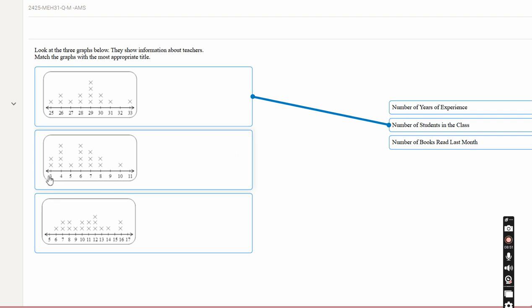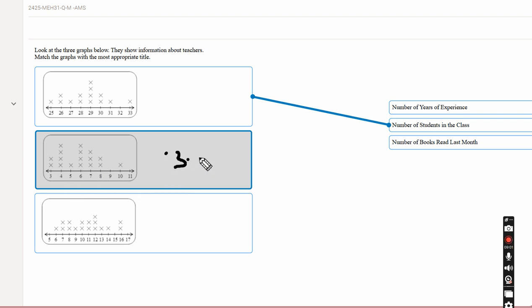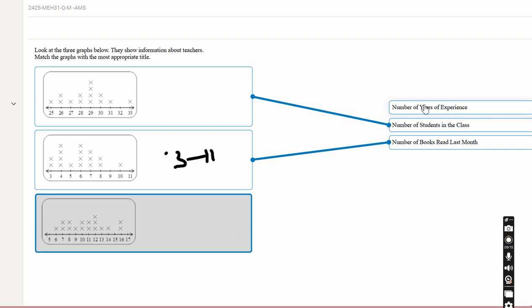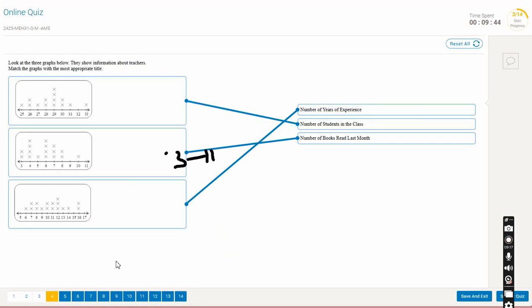The next one, 3 to 11. What can that be? That can be the number of books someone read. Someone read 3 books, 5 books, 7 books, 8 books. Because remember, this range can be for the books and not this one. Well, this is most relevant to the experience a person has. So this 3 to 11 would be your number of books read last month, and this one eventually would be your number of years of experience someone has.